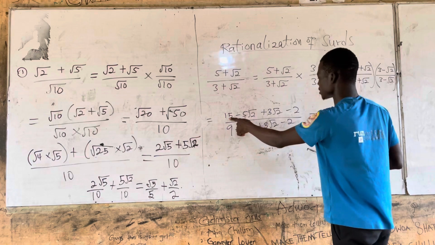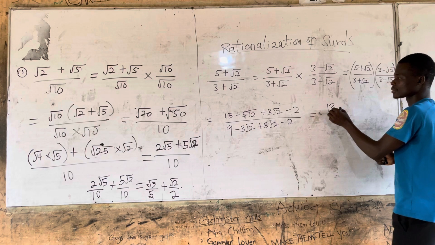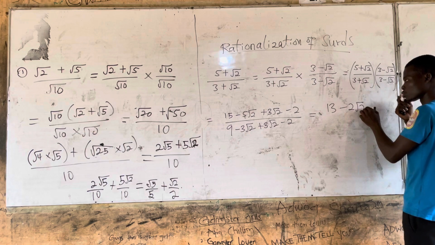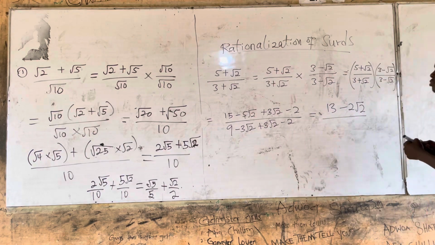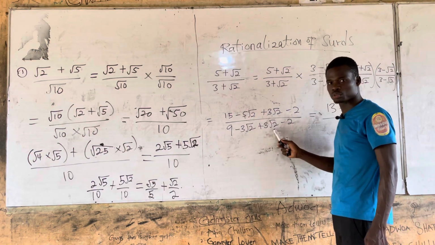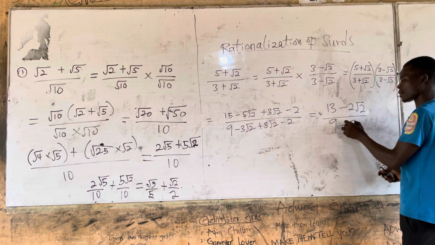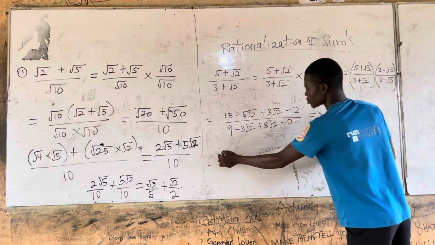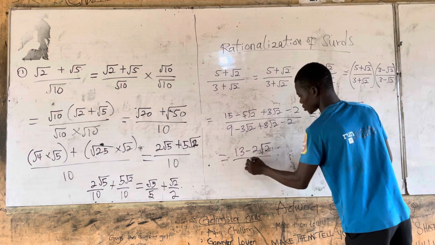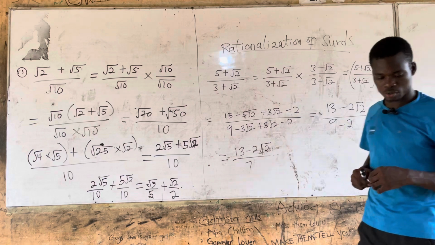So the constants we have are 15 and 2. So 15 minus 2 is what? 13. Minus 5 root 2 plus 3 root 2 is minus 2 root 2. All over. Now we have minus 3 root 2 plus 3 root 2. We are going to get what? 0 here. And we are going to have 9 minus 2. And finally, we are going to get 13 minus 2 root 2 all over what? 7. This is the final answer we're supposed to get.